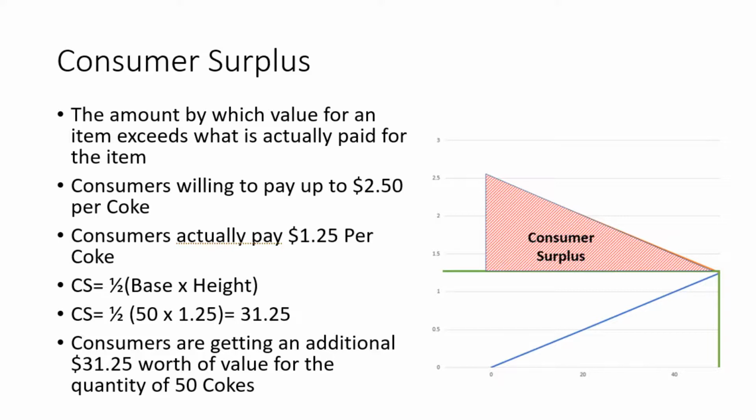Consumer surplus is calculated by the formula of half base times height. In this example, that translates to half 50 times 125. This results in a consumer surplus of $31.25, which means that the consumer's value for a 2-liter exceeds the actual cost by $31.25 when the quantity demanded is 50.